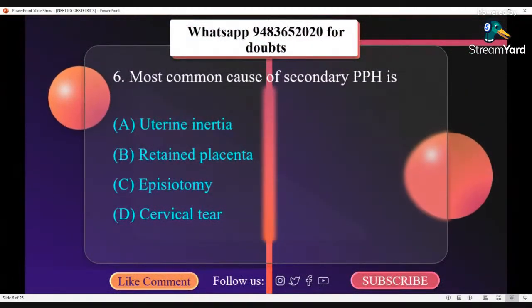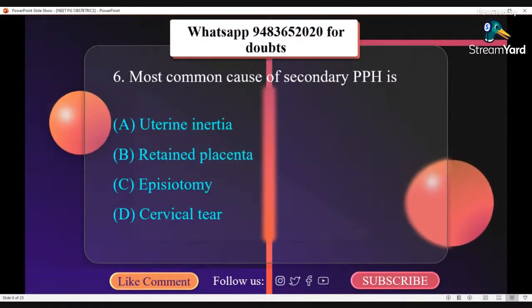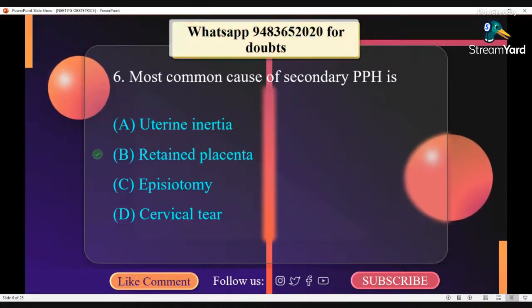Most common cause of secondary PPH is A. Uterine inertia, B. Retained placenta, C. Episiotomy, D. Cervical tear. It is retained placenta, B.